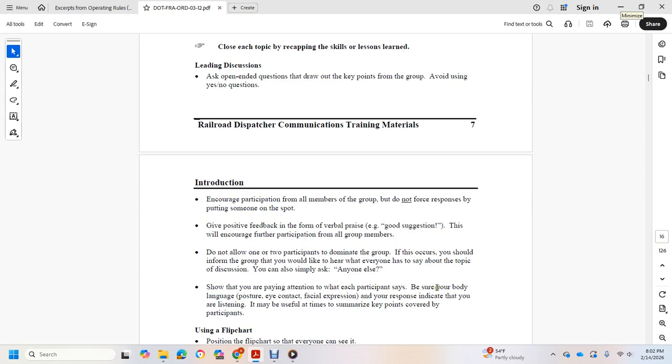Show that you're paying attention to what each of the participants says. Be sure your body language, posture, eye contact, and non-distracting facial expressions in response indicate that you are listening.